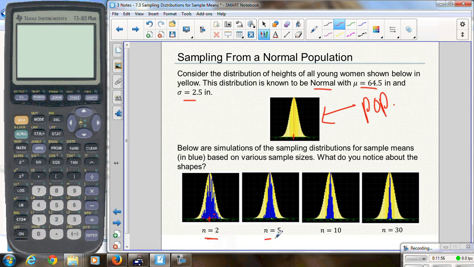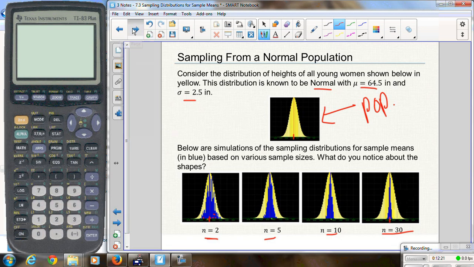And then notice as my sample size increases to, say, 30, that my distribution for sample means, that's what we're looking at in blue, is even more bell-shaped and symmetric. It's still centered right where the population mean is, and that should be true if it's an unbiased estimator, if I've done a simple random sample. And notice how much less the spread is. And so that's important to note.